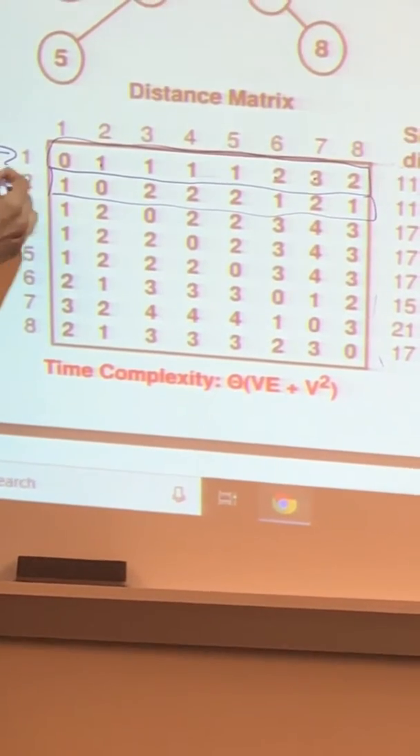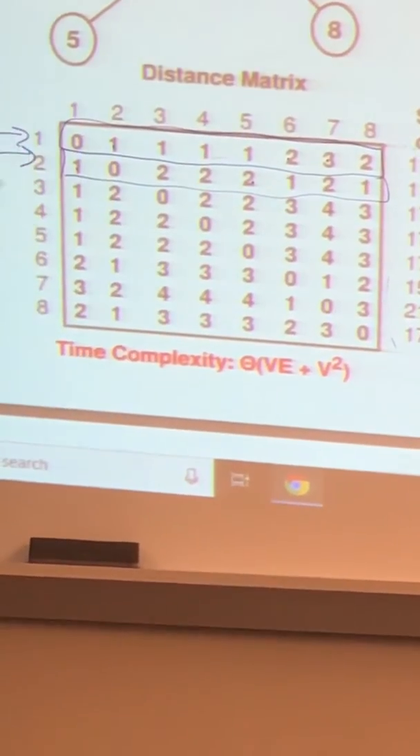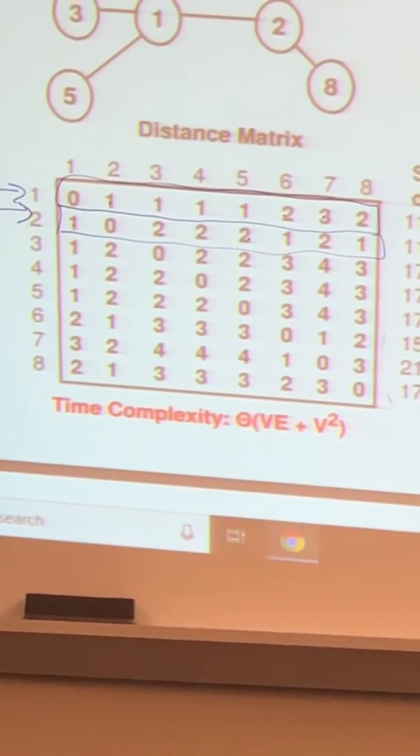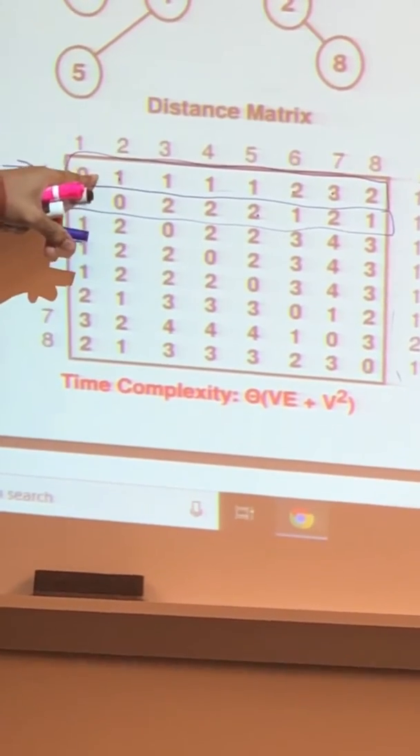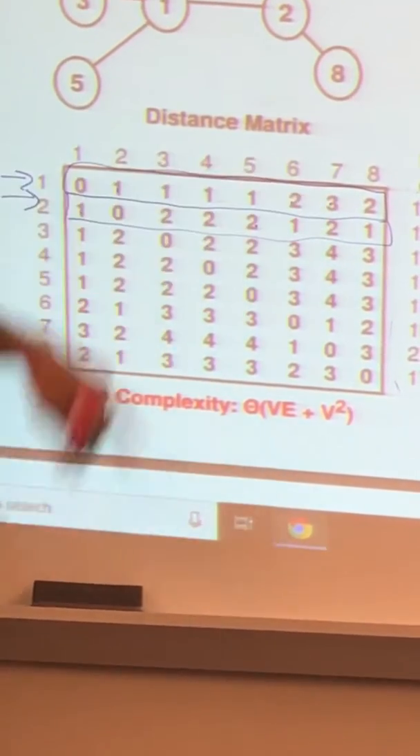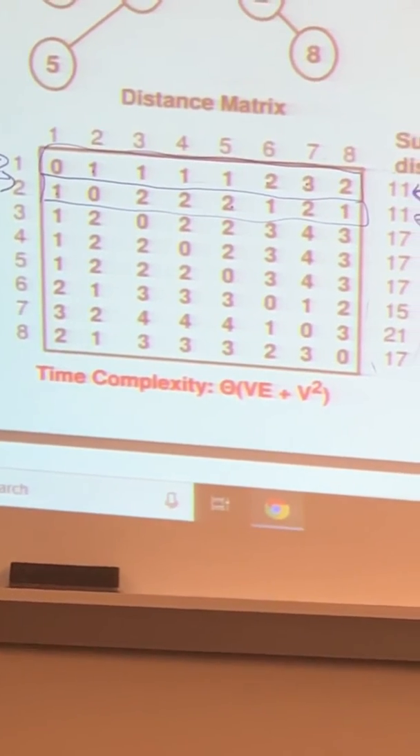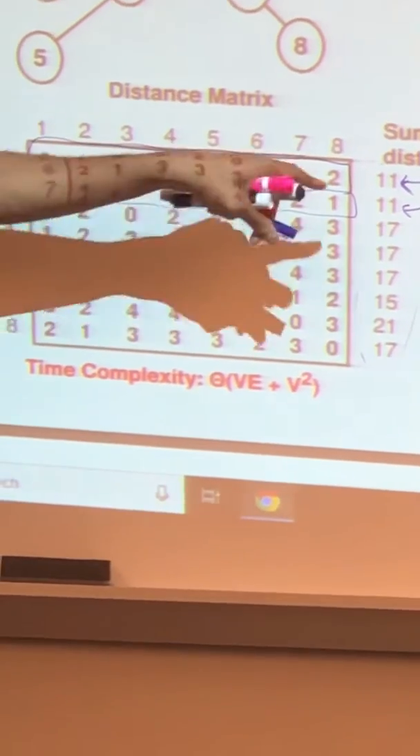Whereas for vertex 2, the entries are like what? 1 and 2. There's no 3 actually here. So all the entries are either 1 or 2 for the distances. Whereas here the entries are mostly 1s, but there are some 2s as well as a 3. So we want to capture the variation in those distances in the distance vector for each vertex.